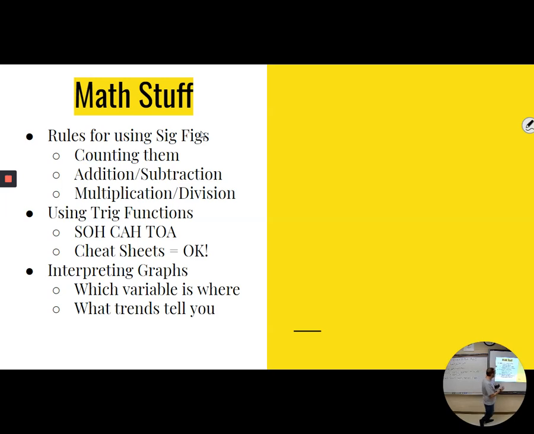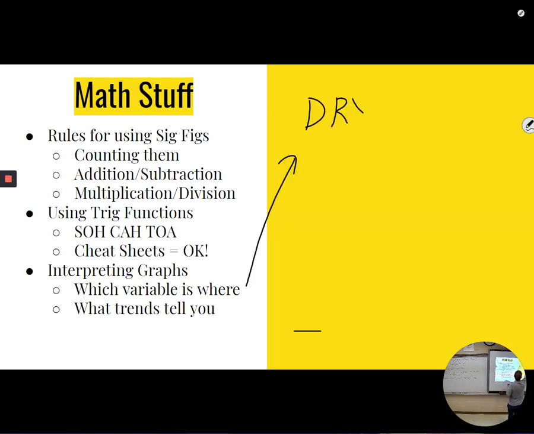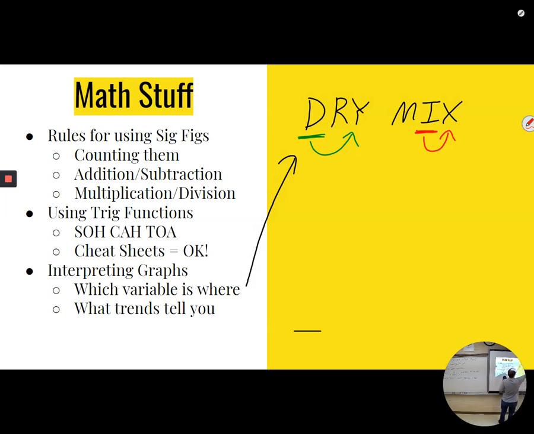The device you need to remember is DRY MIX. Remember this now? Okay. So your dependent variable goes on your y-axis, the one that you're measuring, the one that you're observing, the one that you're counting, whatever. The one that you are changing, the independent variable, goes on the x, the one you're manipulating. Responding variable, R, goes on the y. Manipulated variable goes on the x.